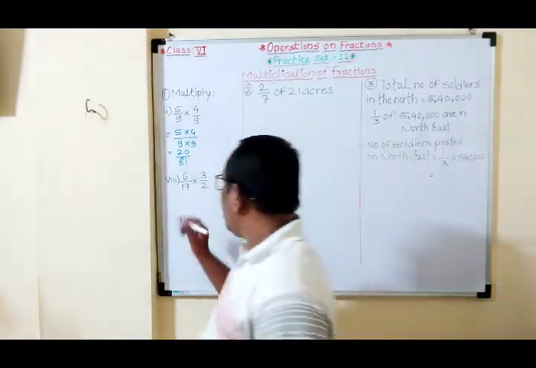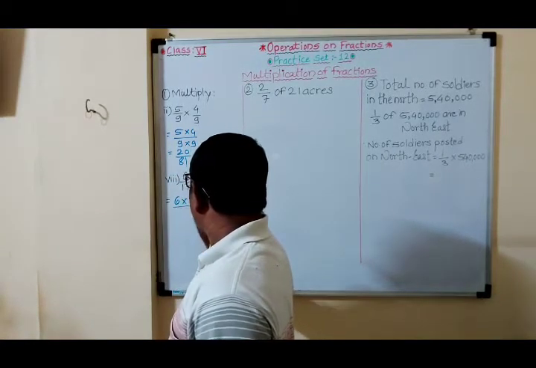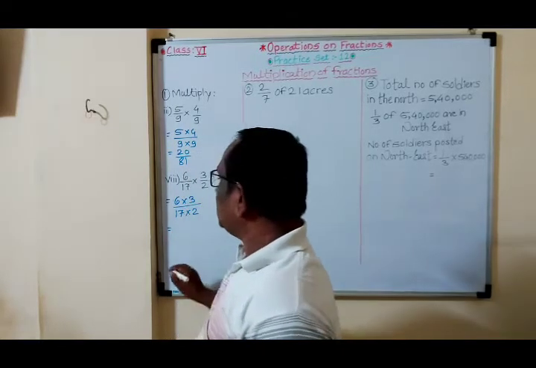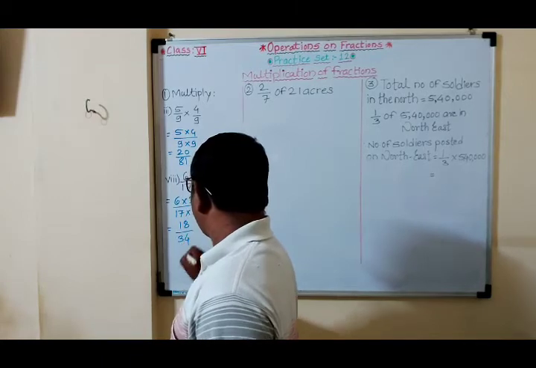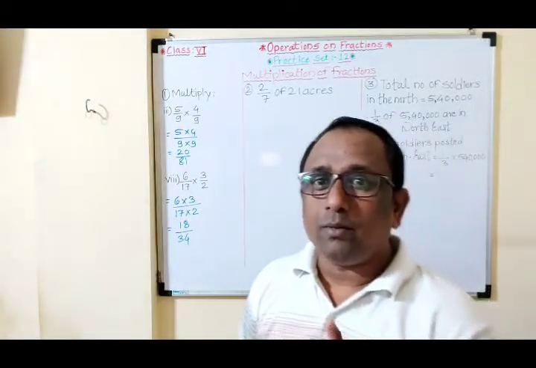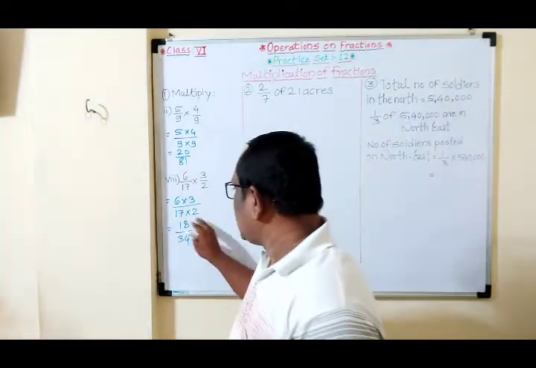Let's see. Now it is equal to numerator multiplied by numerator, denominator multiplied by denominator. Okay, 6 3s are 18, 17 2s are 34. Okay, now 18 and 34 are divisible by one number, students. So we just have to make the simplest form.